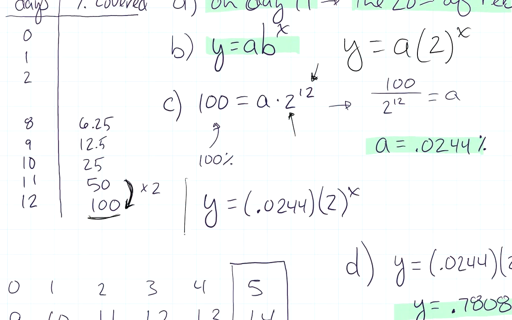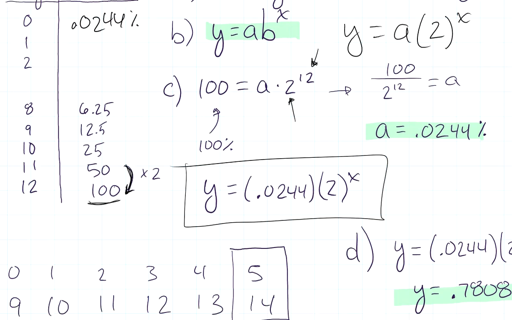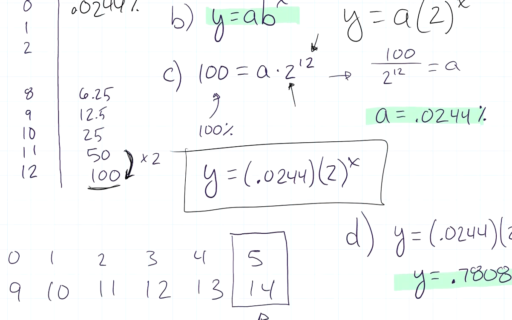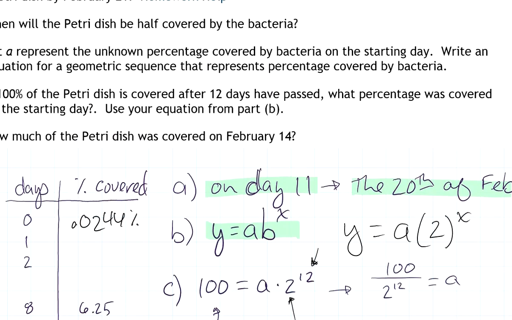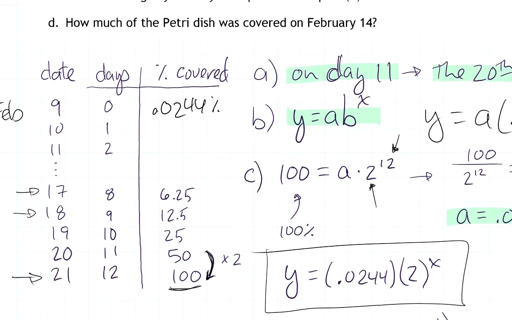So right here in C now I have a complete equation. You can see at day 0 we had 0.0244% of the Petri dish covered, and every single day after that it doubled until at day 21 it was 100% coverage. I think there's a part D. It says, how much of the Petri dish was covered on February 14th?